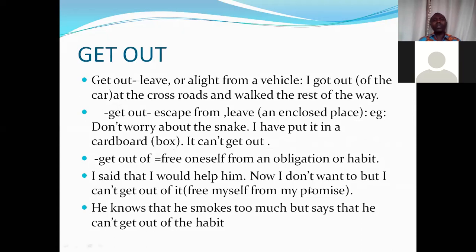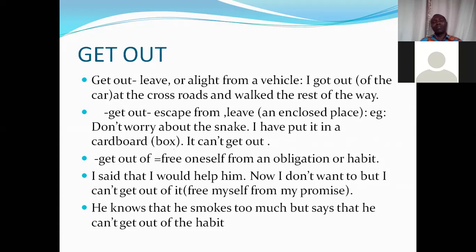And then "get out of": free oneself from an obligation or habit. For instance, I said that I would help him. Now I don't want to, but I can't get out of it. I cannot free myself from my promise. I promised to help him. I decided to help him.